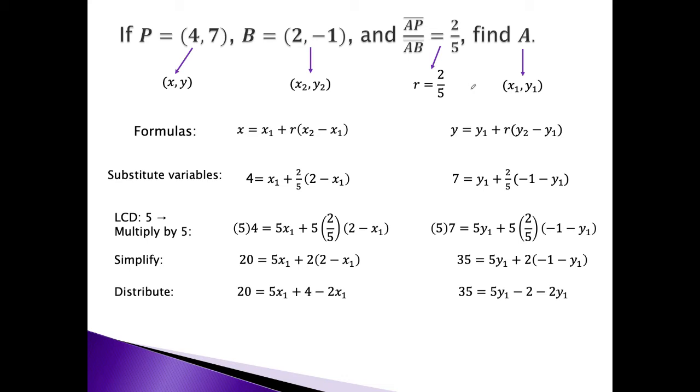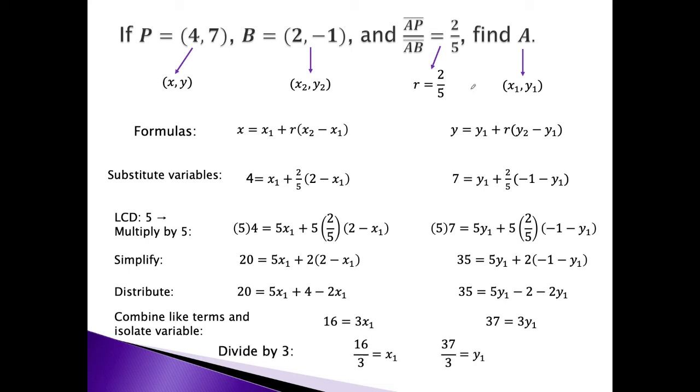Simplify my x1's, combine like terms. So I get 16 equals 3x1 and 37 equals 3y1. So I get 16/3 equals x1 and 37/3 equals y1. So my point A is (16/3, 37/3). By solving both of those in two separate columns, I came down to the answers and noticed that it was the same steps for each one. So basically, I just split my paper in half and solved each one at the same time.